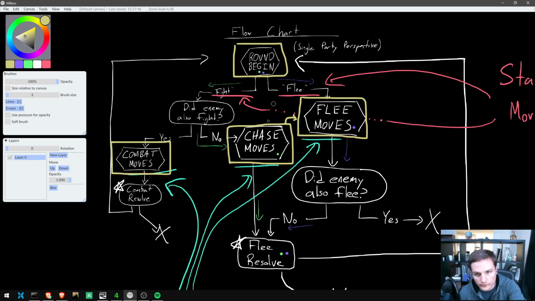And this new thing has this way where if one side flees and the other side fights, then instead of ending up here at combat moves, the logic is they end up here at these chase moves, and this has a certain dependency. Flee moves get chosen first, so they're no longer parallel. These can impact what is seen as options and also what information is available here.